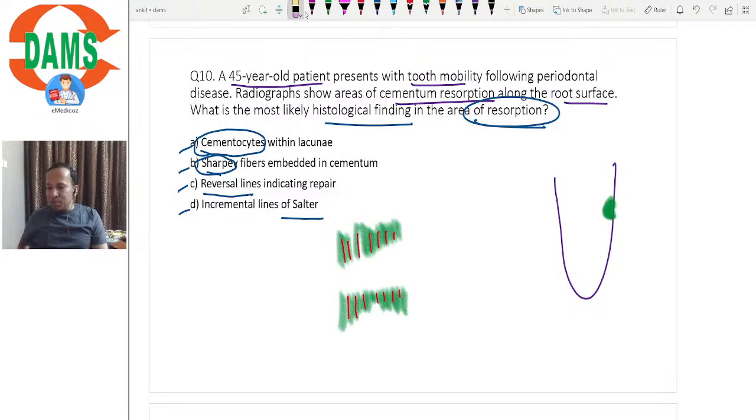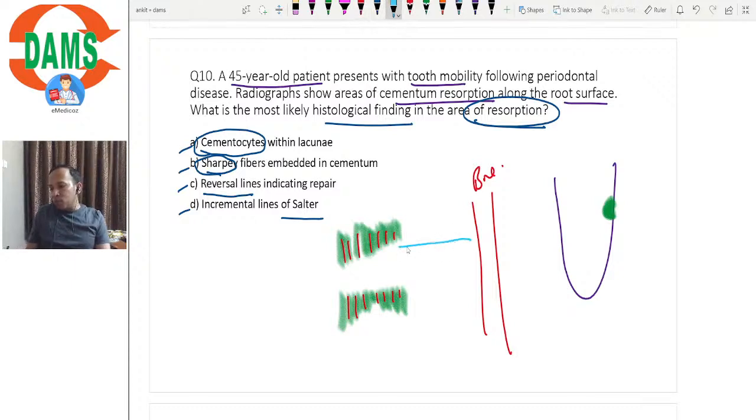Now Bhavna says B, Sharpey's fibers embedded in cementum. Where do Sharpey's fibers come from? This outside is the bone, right? This is the bone, and the Sharpey's fibers extend from bone into the cementum, isn't it? And as I have just explained, there is a loss of the entire layer of cementum. So do you think there would be any Sharpey's fibers? Will Sharpey's fibers be seen when there is no cementum? What is Sharpey's fiber? The portion of PDL embedded either in bone or in cementum. So when there is no cementum, do you think there would be Sharpey's fibers embedded in cementum? Will they be seen anywhere? They won't be seen, right?